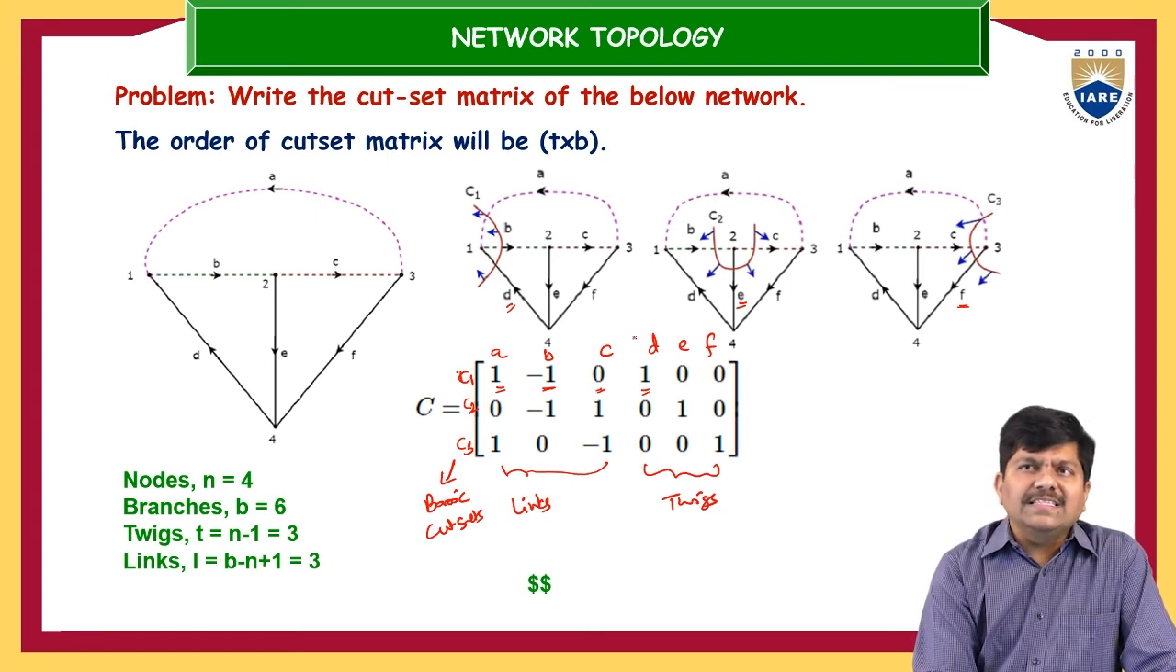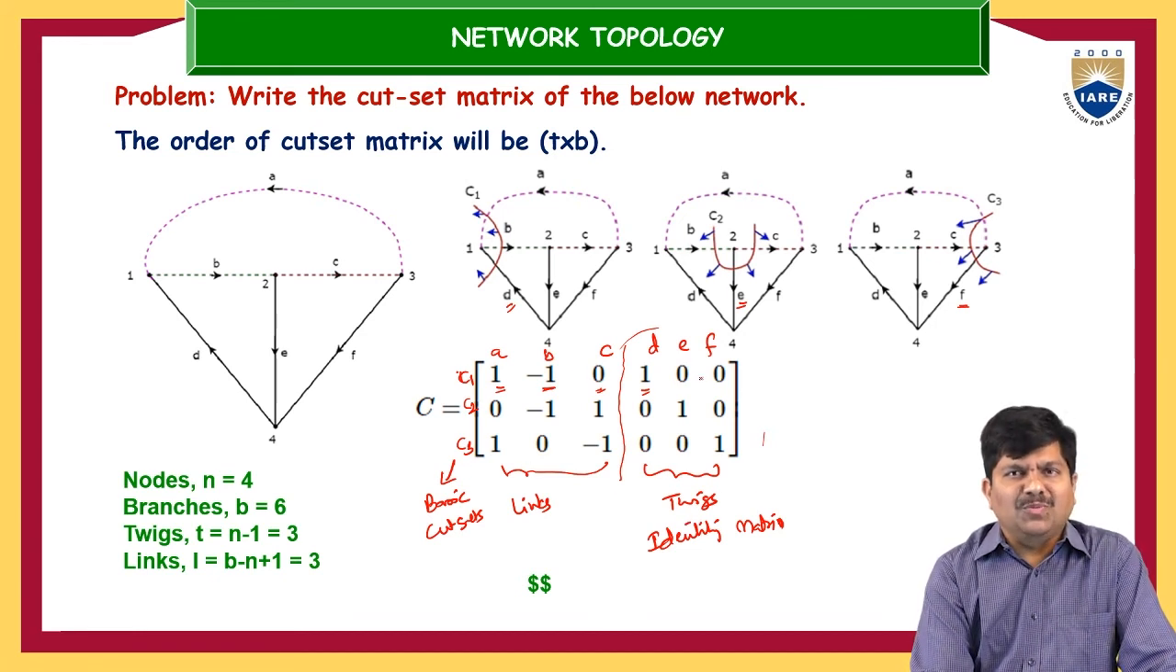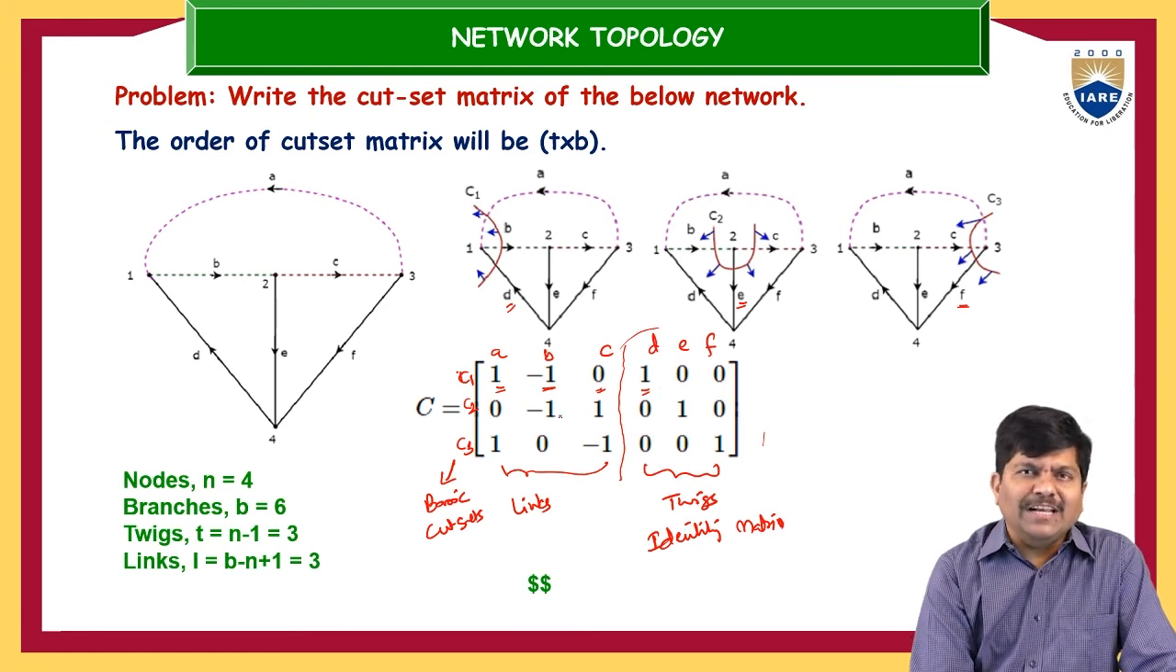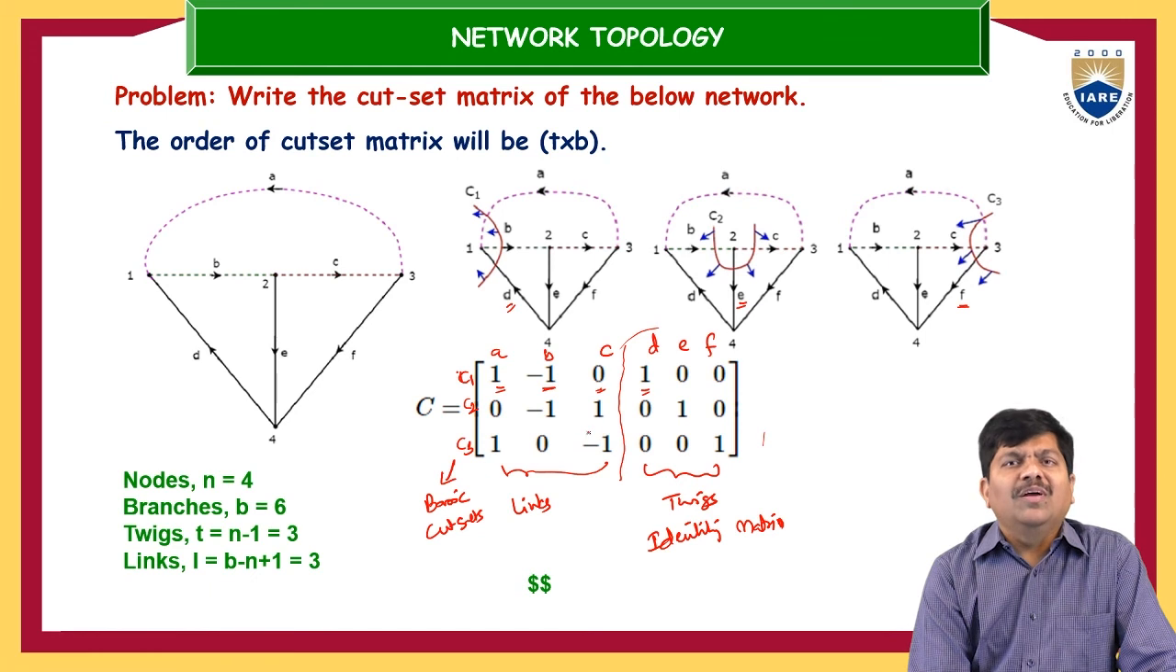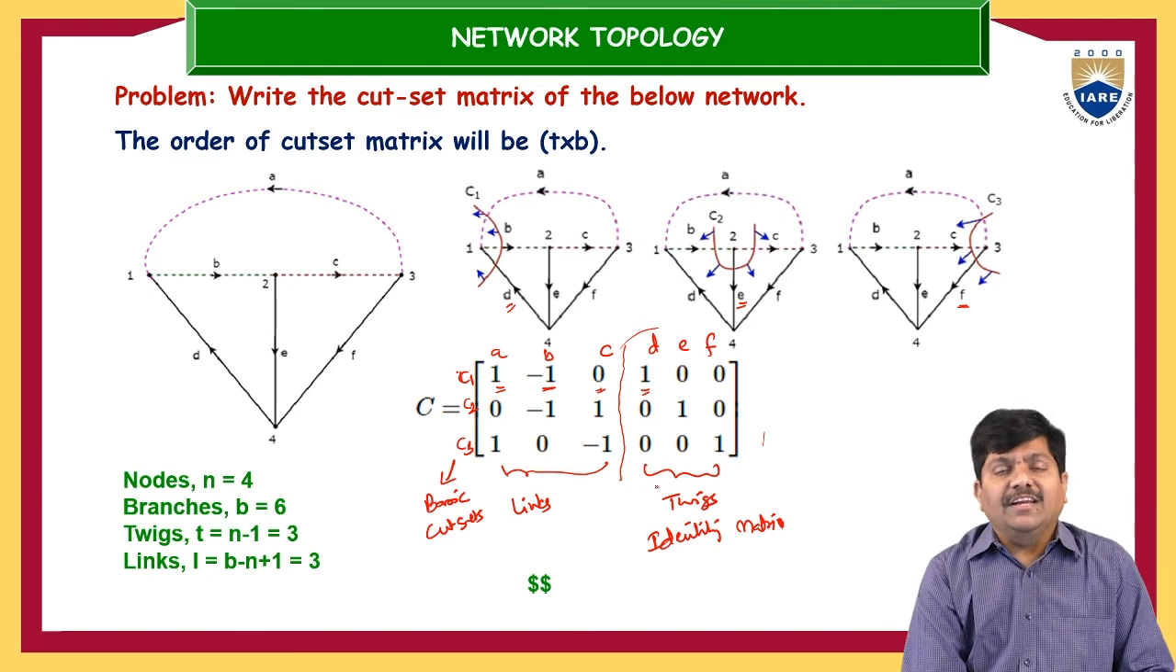This is a submatrix. You can divide this basic cut set matrix into two parts. If you observe this particular portion, it is an identity matrix. Why is it an identity matrix? Because C1, C2, C3 have been formed because of the twigs only. The orientation of these basic cut sets has also been earmarked with the help of the twigs only. So in the direction of the twigs, the basic cut sets will be oriented. So definitely it will be a unity identity matrix.